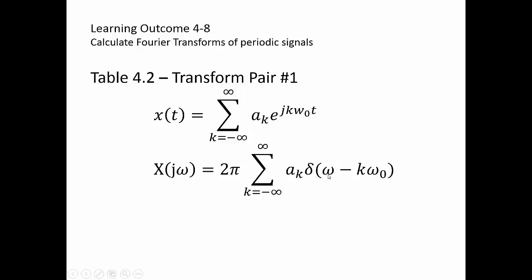Note that omega is a continuous variable, and this delta function is a continuous impulse. Therefore, 2 pi is an area, not an amplitude. And really, the amplitude of this impulse is 2 pi times a sub k.